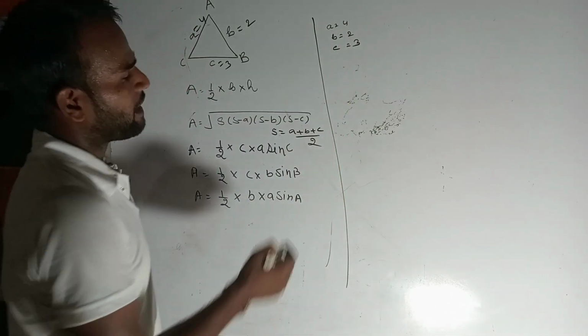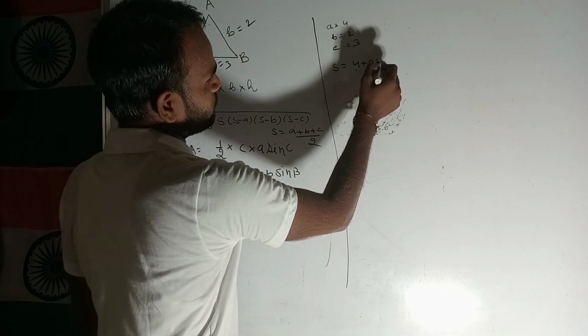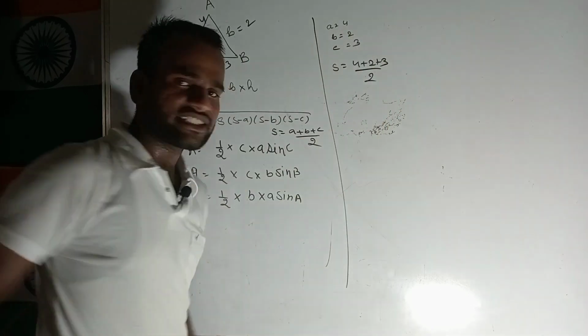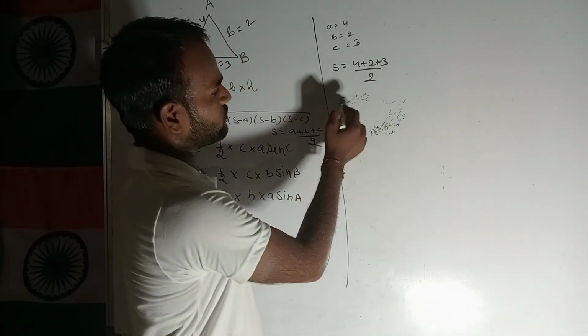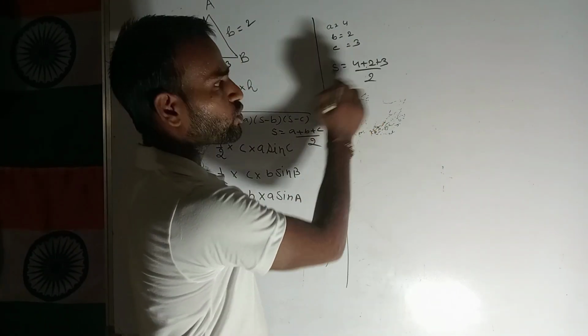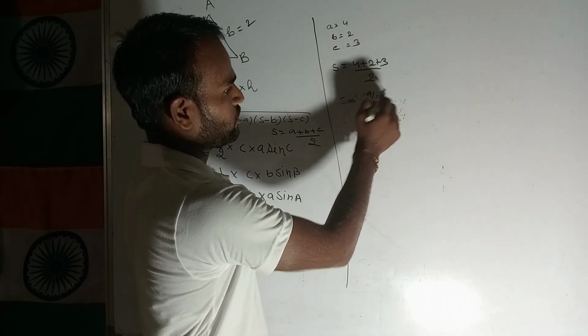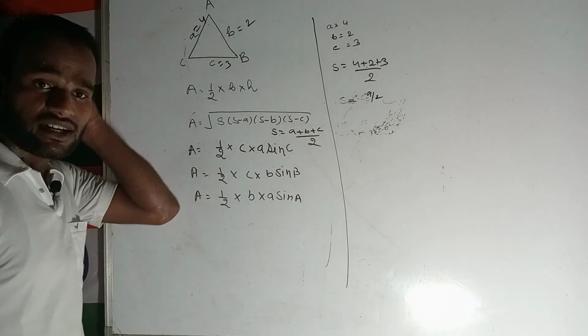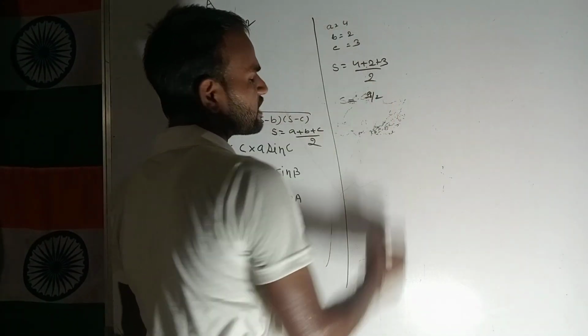Okay, so what will be the value of S? S equals 4 plus 2 plus 3 upon 2. I think you understand well up to this. So the value of S will be 4 plus 2 is 6, plus 3 is 9, so 9 by 2. Oh sorry, it is a decimal point, we will find it, but it is difficult.